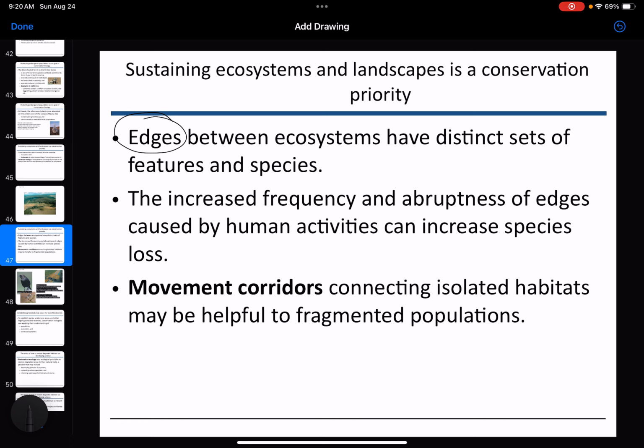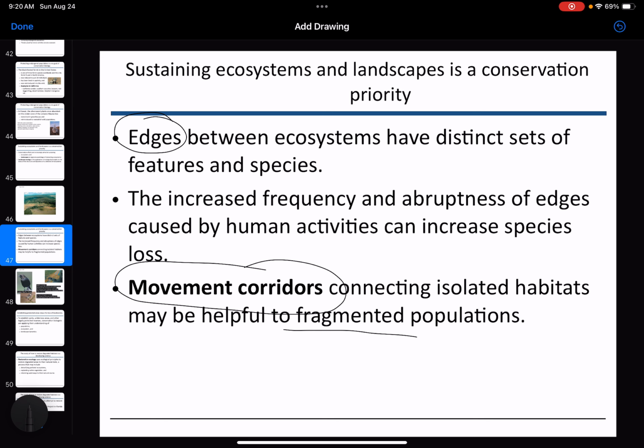So again, to try and mitigate some of the challenges we create in destroying habitats, we have implemented what we call movement corridors that can connect those isolated habitats in such a way that we can help reduce the effect of fragmenting populations and lands or spaces.